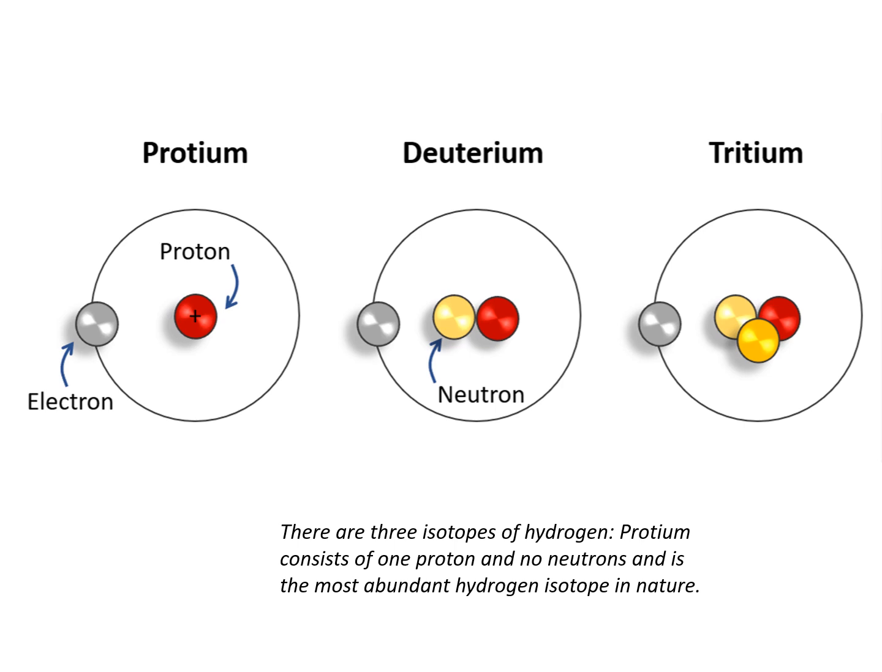It has 1 proton and no neutrons. Protium is the most common form of hydrogen in nature. Deuterium has 1 neutron, and tritium has 2. The last 2 are heavier, and tritium is radioactive.